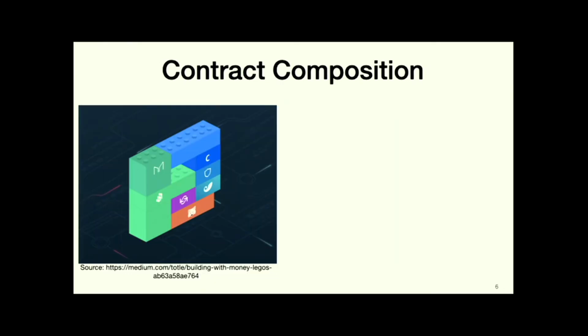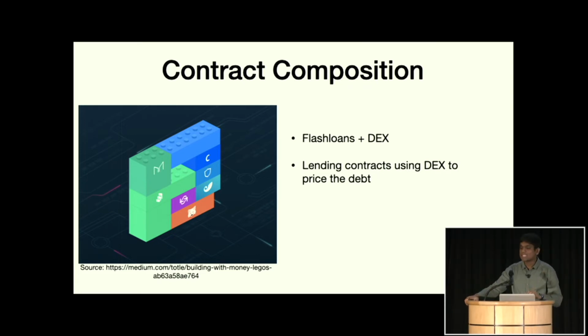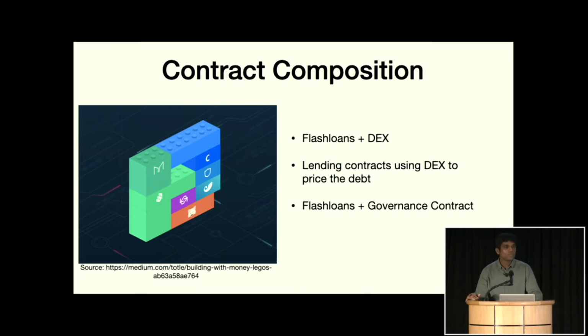Now, as I mentioned, contract composition has been really on the rise, and these interactions have been more and more complex. Some examples are interactions of flash loans with decentralized exchanges, lending contracts using decentralized exchanges as price oracles to price their debts, and flash loans with governance contracts. Most governance contracts require you to stake some capital, and flash loans make it easier to acquire that capital. And of course, the composition of a lot of decentralized exchanges as well.